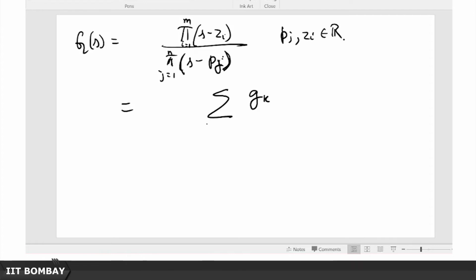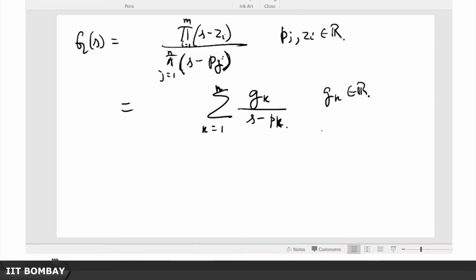Then you know that this can be expanded in partial fractions in the form summation gk, k going from 1 to n, gk upon s minus pk. So k is just a running variable, whether you choose j or k really doesn't matter. I am just trying to distinguish this g from this z and p, so I just called it gk. You can also choose gj, whatever you like, doesn't matter. Of course this gk, these are also real numbers.